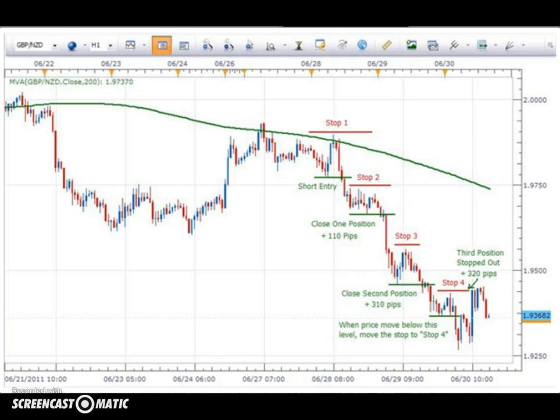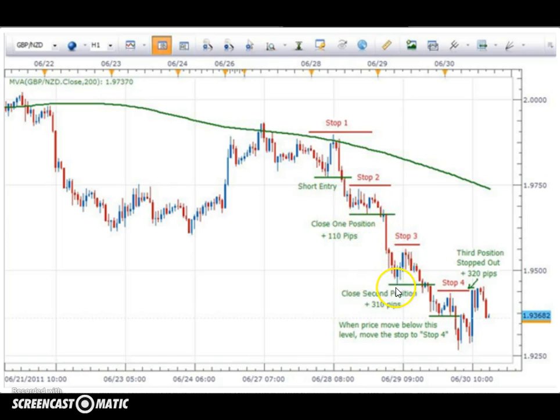Now, as price continues to move in our favor, as it does nicely on this particular trade, it's making lower highs, lower lows, and when it moves below our next green support level, we close out one more position, locking in a gain this time of about 310 pips on that particular position, and we'd move our stop to stop level 3. So in this situation, here's where we closed out the first position.